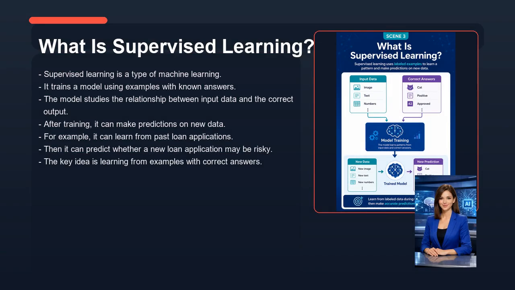Now let's look at what is supervised learning. Supervised learning is a type of machine learning. It trains a model using examples with known answers. The model studies the relationship between input data and the correct output. After training, it can make predictions on new data. For example, it can learn from past loan applications. Then it can predict whether a new loan application may be risky. The key idea is learning from examples with correct answers.